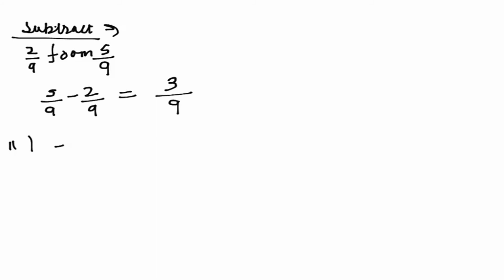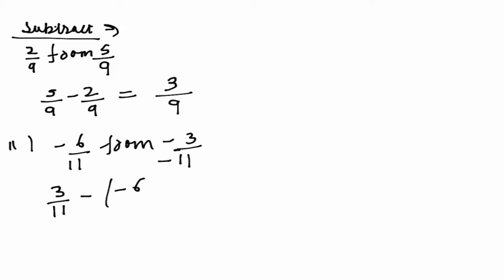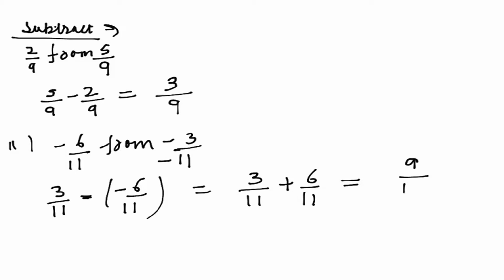Similarly, let's take another example like minus 6 by 11, and we have to subtract it from minus 3 by minus 11. Minus 3 and minus 11 both have the same sign, so it means it is a positive rational number. So we can write it as 3 by 11 and we are subtracting minus 6 by 11 from it. As we know, minus and minus means plus. So we can write it as 3 by 11 plus 6 by 11. Now perform the addition in the numerators by keeping the denominator the same, we will get 9 by 11.